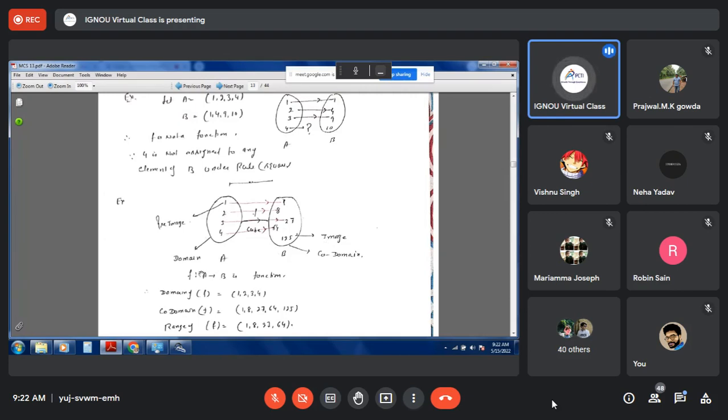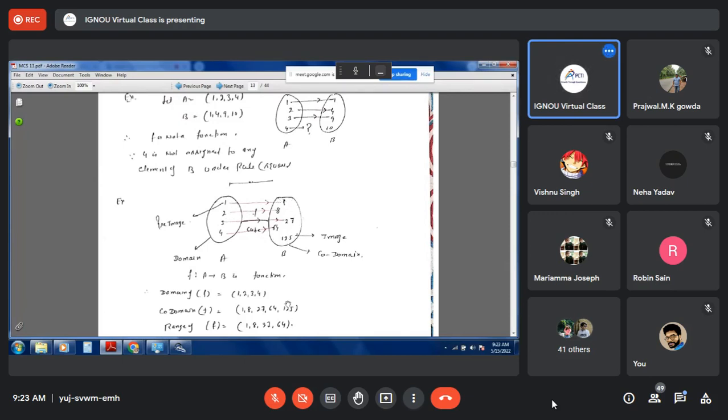Then what is the domain of the function? The domain of the function is 1, 2, 3, 4. We write it this way: domain of F is 1, 2, 3, 4. Codomain means 1, 8, 27, 64 and 125, all the members. Don't get confused with 125. 125 has a 4 in the domain? There is no 5. It is no problem. It is the codomain.